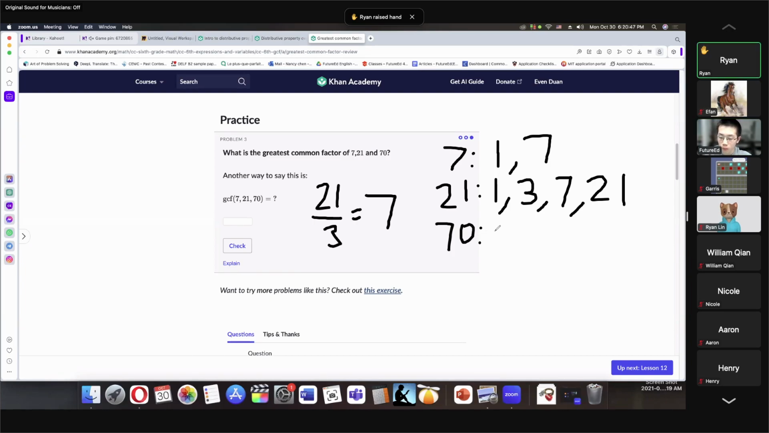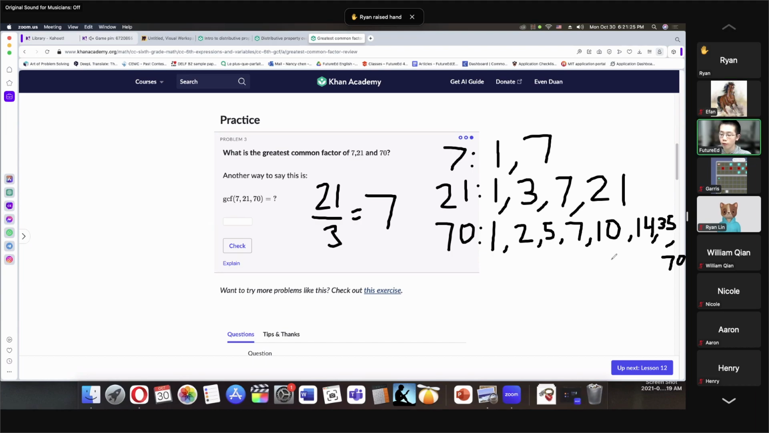So the factors of 70 are 1, 2, 5, 7, 10, and keep going, 14, wonderful, and then 35, and finally, 70. Awesome. So how did you find these last three numbers?